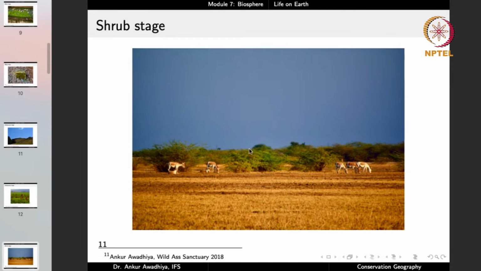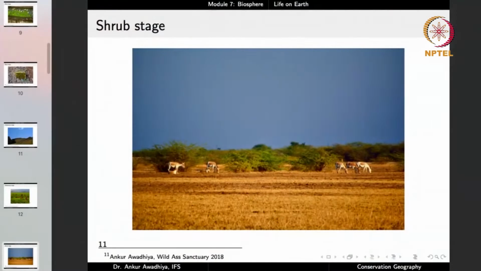Now shrubs are vastly more complex than grasses. A large number of shrubs also have berries, and these berries can very easily support a large number of small animals, birds, reptiles, and so on. So this is the next stage. After herbs, we have the shrubs.